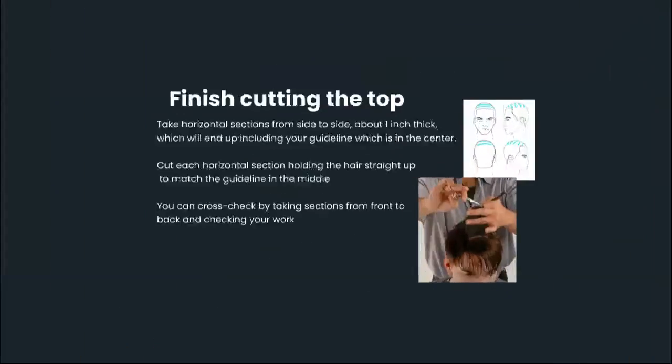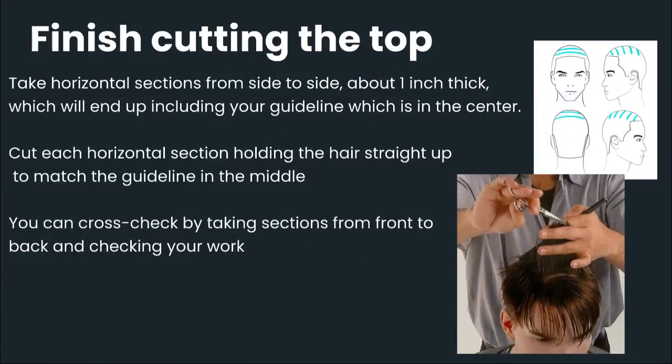So next we'll cut to our guideline. Take horizontal sections from side to side about 1 inch thick, which will end up including your guideline in the center. Cut each horizontal section holding the hair straight up to match the guideline in the middle. You can cross-check your work by taking sections from front to back, side to side, and diagonally. Notice the diagram on the right are our sections, and the photo on the bottom right is our elevation.